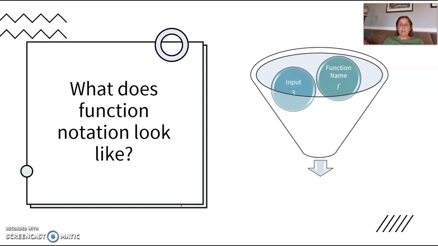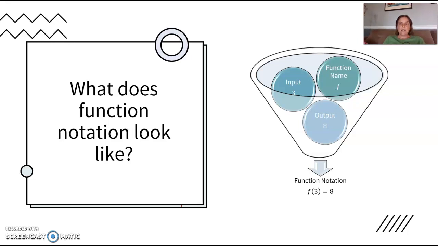You'll always have an input, that's the X coordinate, or whatever you're inputting into your function. And then you'd always have an output. Here I've given 3 and 8 just as examples. That's not what your input would always be, but I want to show you what the function notation is. If your name is F, your input is 3 and your output is 8. So this is what our function notation looks like.